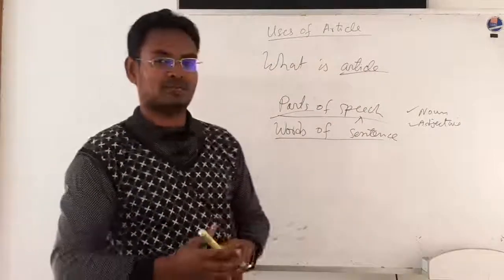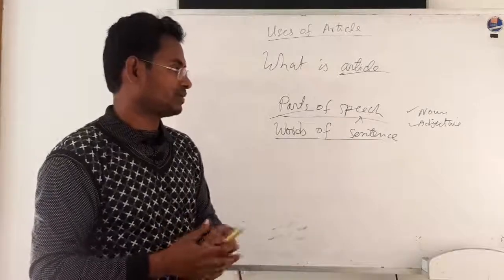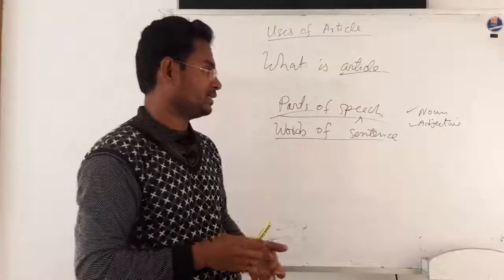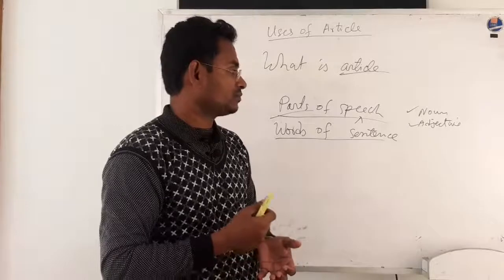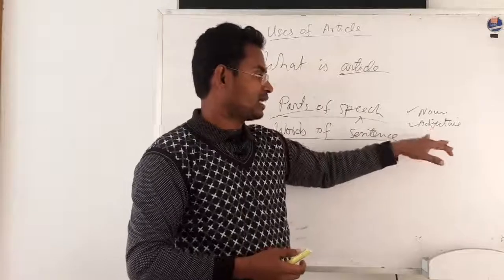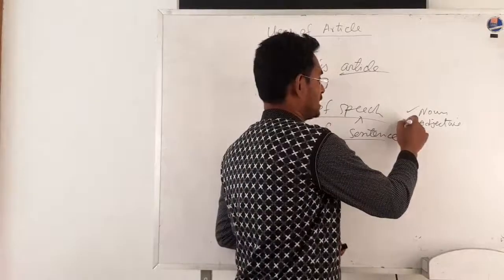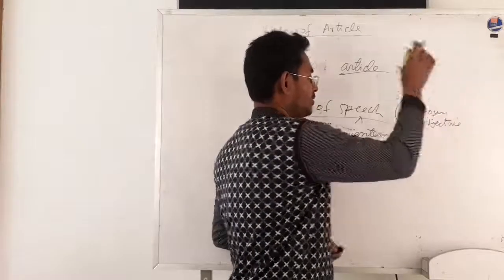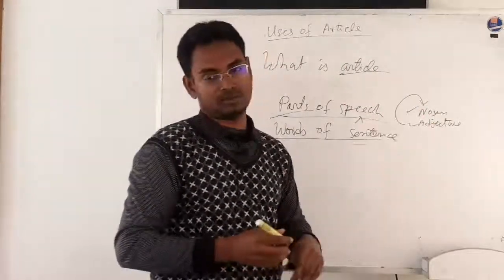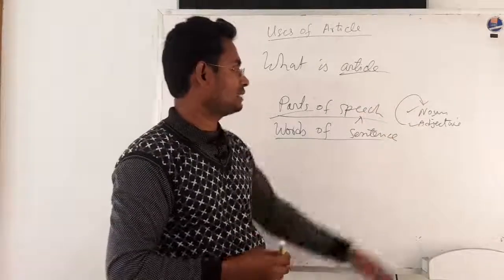What is noun? Noun is a name of anything. Name of any object, any person, any place, okay? Noun is a naming word. And adjective, what is adjective? Adjectives are words that describe a noun. That means an adjective gives extra information about a noun, or sometimes a pronoun. These are adjectives.